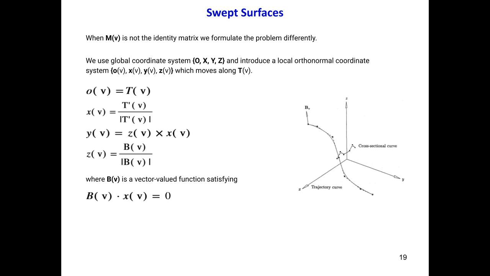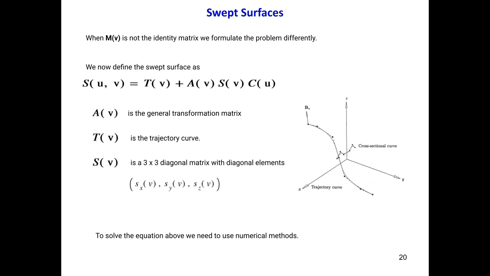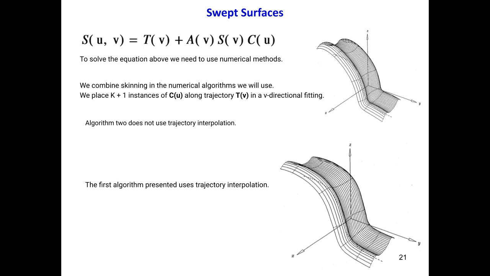Now we define our swept surface differently, with this equation, where we introduce this trajectory curve, this transformation matrix, and this diagonal matrix. This is representing these rotations. So like I said, now we need numerical methods to solve this equation, and we construct algorithms. They're already constructed algorithms that are shown in the book.